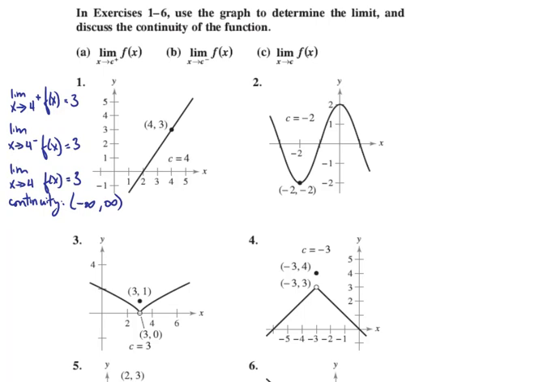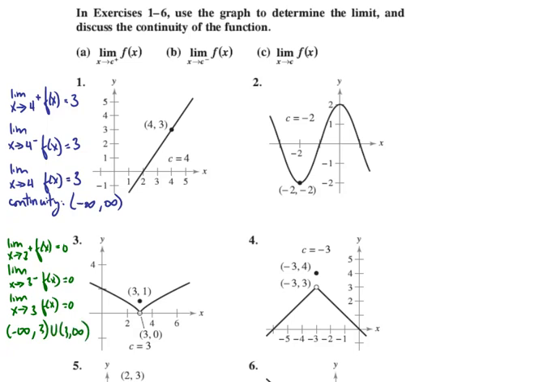For number 3, c is equal to 3. So we want the limit as x approaches 3 from the right, and that will be 0. The limit as x approaches 3 from the left is also heading for 0. It doesn't matter what the value of the function is, even though the value of the function is at 1, the left side and right side are both heading for 0, and therefore the two-sided limit is also 0. Now this function is continuous on the open interval from negative infinity to 3, and from 3 to positive infinity.